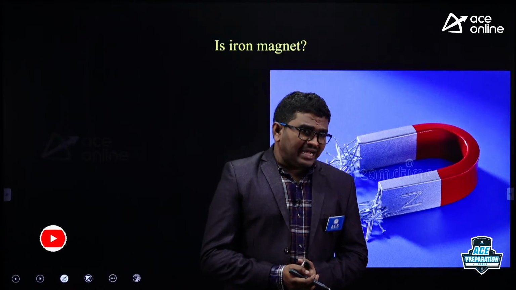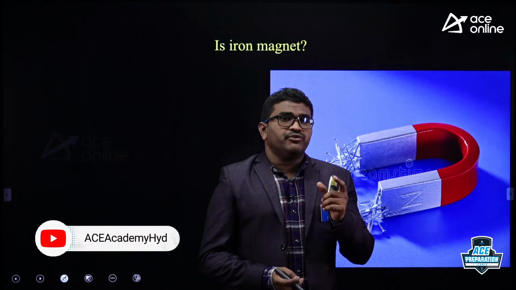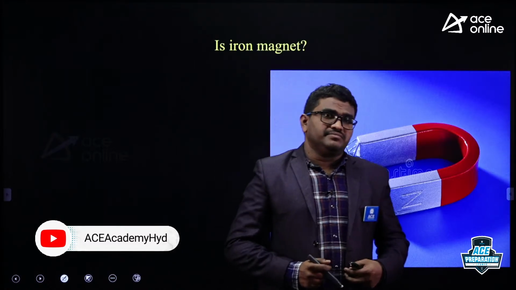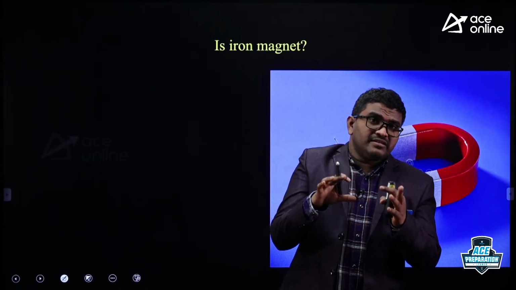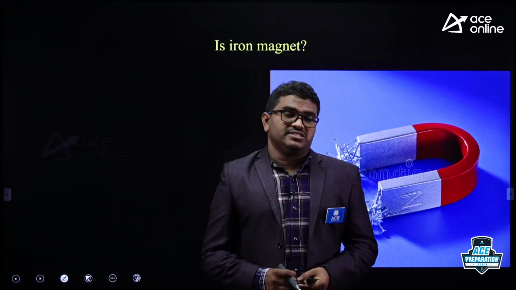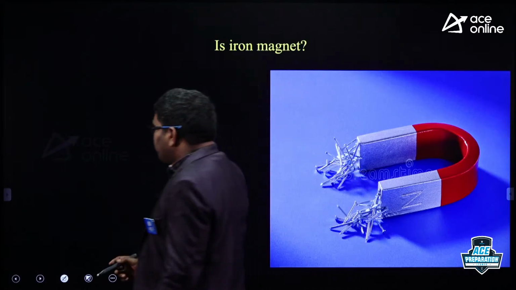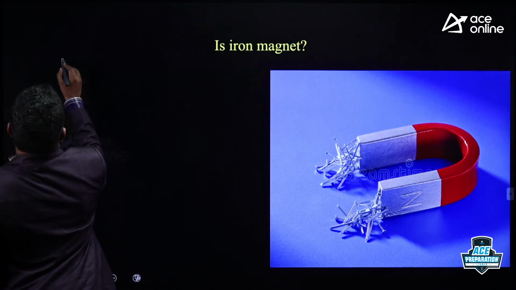Is iron a magnet or not? First of all, remember, a fresh and pure form of iron is not a magnet, it's a magnetic material. If you apply a magnetic field to an iron piece, it will become magnetized. Remember, iron is a good ferromagnetic material.